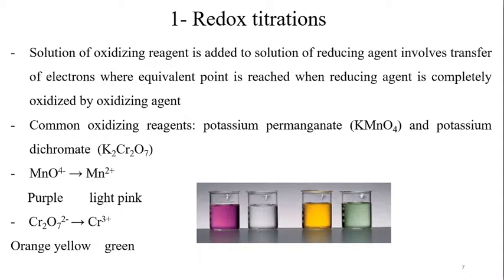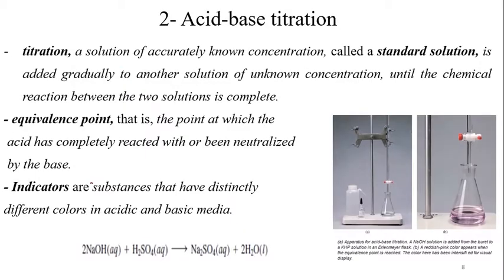In redox titration, we will use an oxidizing reagent that will be added to a reducing agent. This will involve the transfer of electrons, where the equivalent point is reached when the reacting agent is completely oxidized by my oxidizing reagent. Examples for that, we have some common oxidizing agents such as potassium permanganate and potassium dichromate. The change of color between purple and light pink will give me the indication of the end point of the titration. Another titration is the acid-base titration.